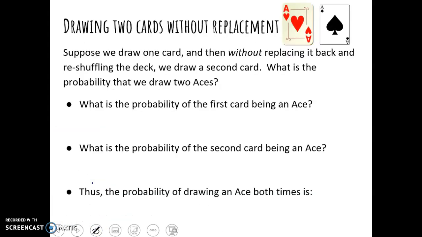So let's talk about drawing cards without replacement and thinking about this the same way. Suppose we draw one card and then, without replacing it back and reshuffling the deck, we draw a second card. So we didn't put the card back in after we drew the first card. What is the probability that we draw 2 aces? So first, what's the probability that the first one is an ace? There are 4 aces out of 52 in the deck. You can reduce that. That would be 1 out of 13.